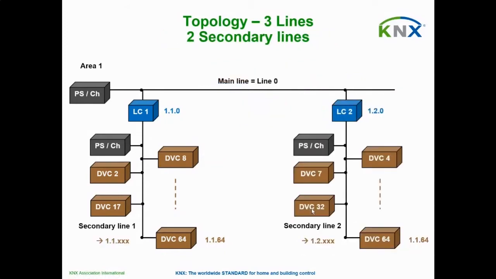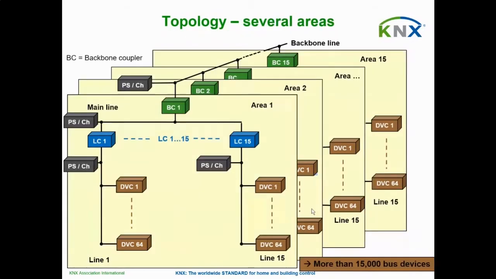If we have two secondary lines, we don't have to have any devices on the main line. Very often people will do this rather than put devices onto the main line itself. It just gives people more options and more flexibility. For example, if we were doing a house this way, we could have line one is the ground floor and line two is the first floor. It's a useful and a very frequently used version.